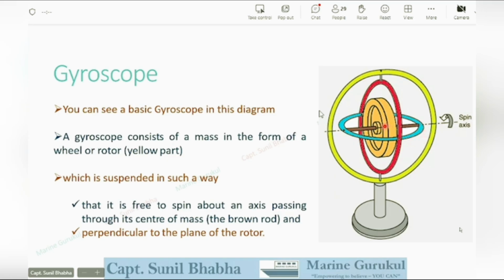Also, you will note that this brown rod or the spin axis is fitted in such a way that it passes through the center of mass of the rotor and is perpendicular to the plane of the rotor. The plane of the rotor is represented by the yellow part, and perpendicular to the plane you see this brown color rod which is the spin axis.